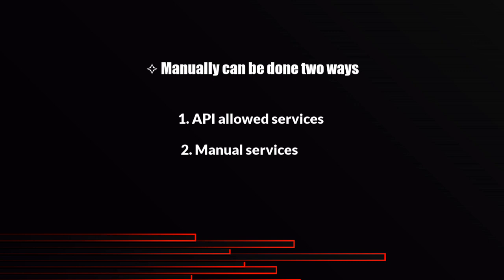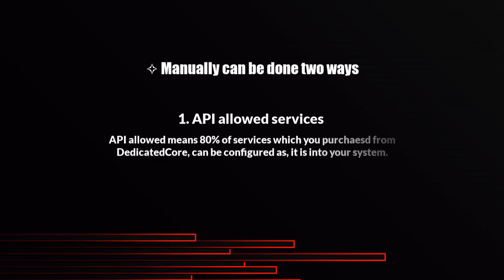Let me help you to simplify. API allowed means 80% of services which you purchase from a dedicated core can be configured as is into your system. And that is called API allowed services. So in that, the user can perform operations like start, restart, operating system installation and all. So this is called API allowed.